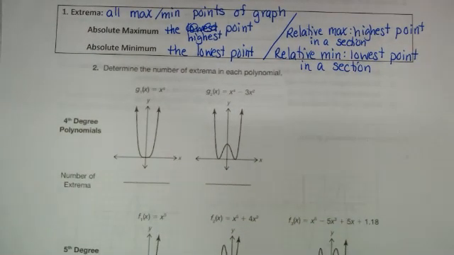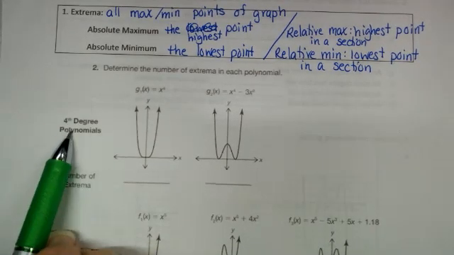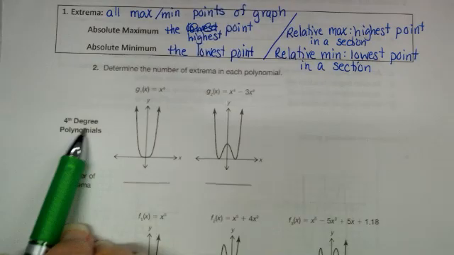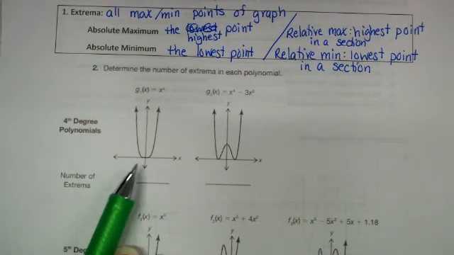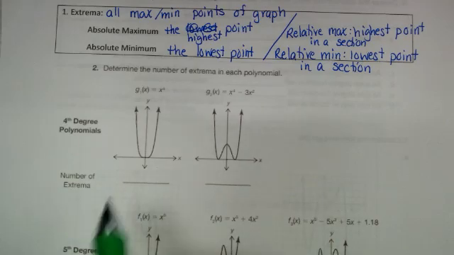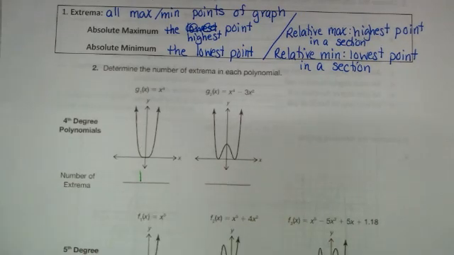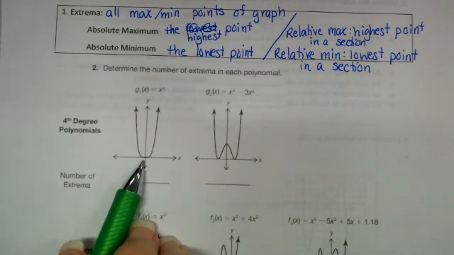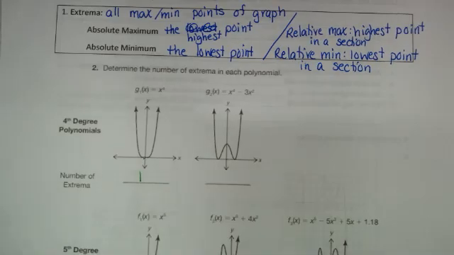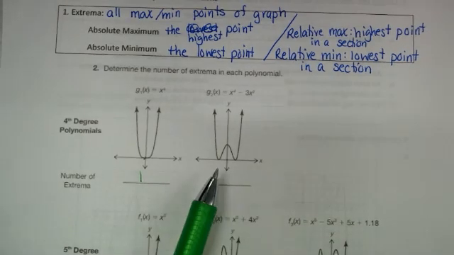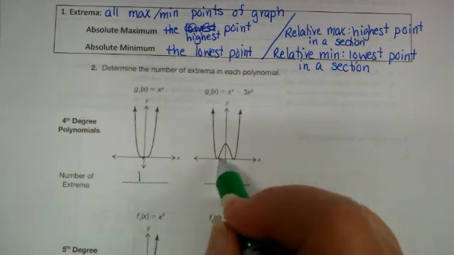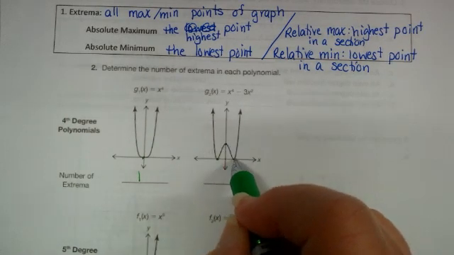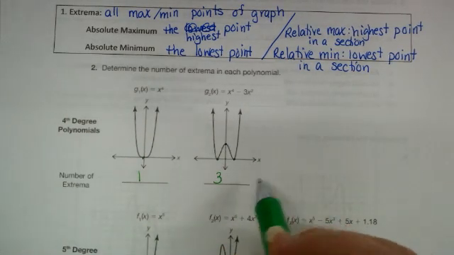So we'll take a look at some of our polynomial graphs. This one starts with fourth degree polynomials. So notice it's x to the fourth. Looks kind of like that. The number of extrema: this one has one minimum. It's the lowest point of the graph. It's an absolute minimum.